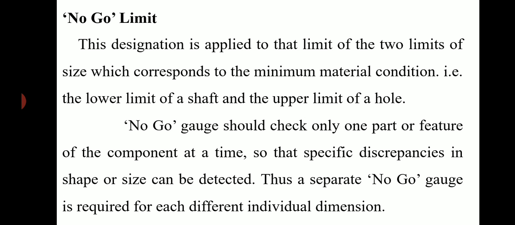No-go gauge should check only one part or feature of the component at a time so that specific discrepancies in shape or size can be detected. Thus, a separate no-go gauge is required for each different individual dimension.